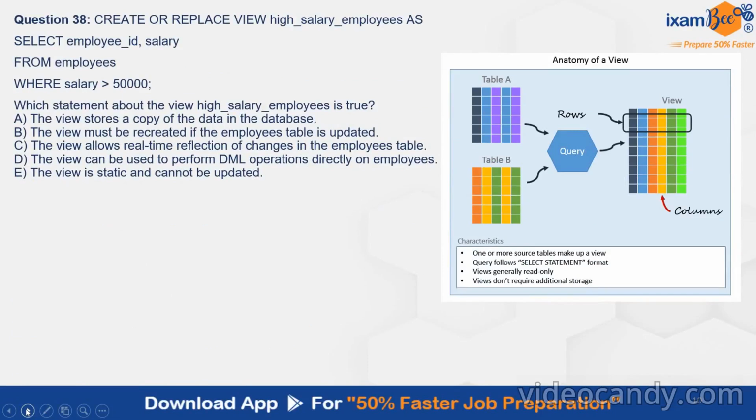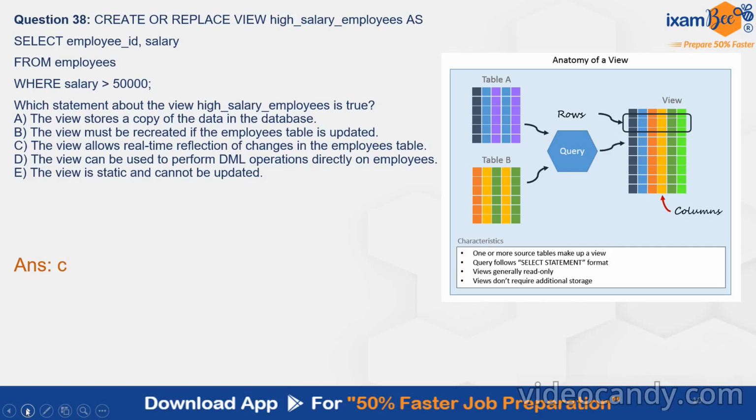Create or replace view high underscore salary underscore employees as select employee underscore ID, salary from employees where salary is greater than 50,000. So which statement about the view high underscore salary underscore employees is true? A. The view stores a copy of the data in the database. B. The view must be recreated if the employees table is updated. C. The view allows real-time reflection of changes in the employees table. D. The view can be used to perform DML operations directly on employees. E. The view is static and cannot be updated. And the correct answer is C. The view can be used to perform DML operations directly on employees table.